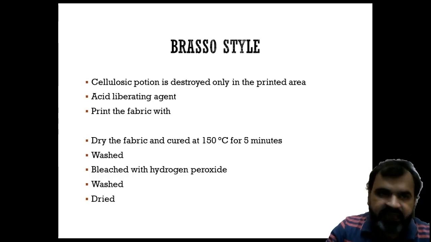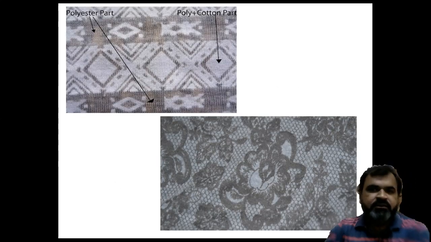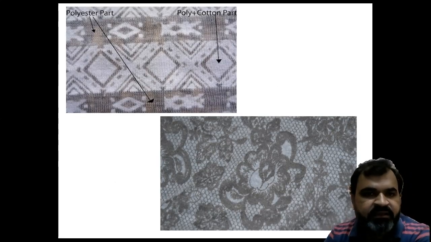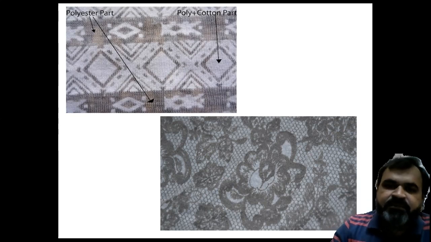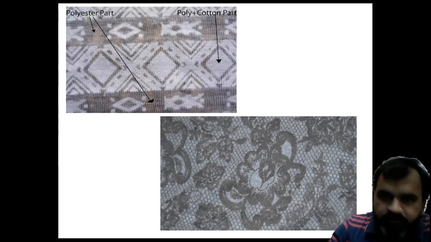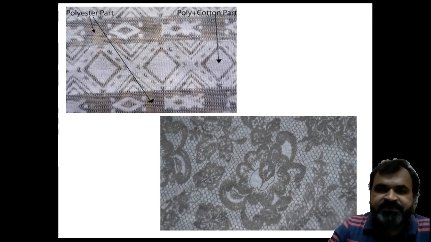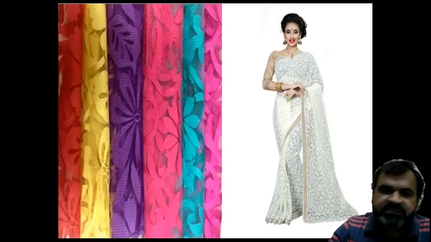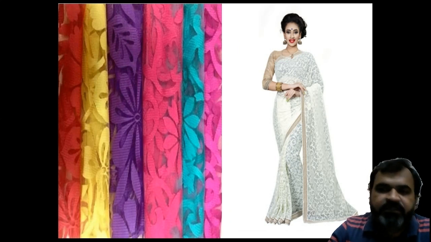That means when you are drying, then you go for a wash and then you go for a bleach and wash, and you will get this effect. You can see the polyester cotton blend has been printed with the acid liberating agent, and where the design has been printed, at that portion cotton has been removed, and other portion where we had not printed any design, that is PC blend. So due to this thing, this beautiful effect has been generated. So this is what about the brasso.